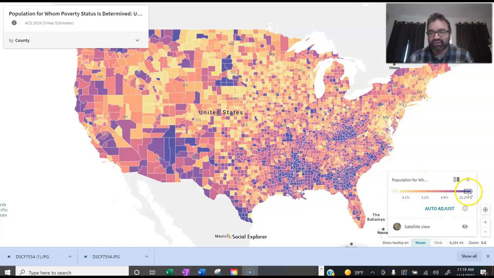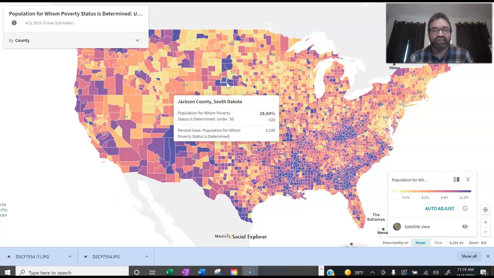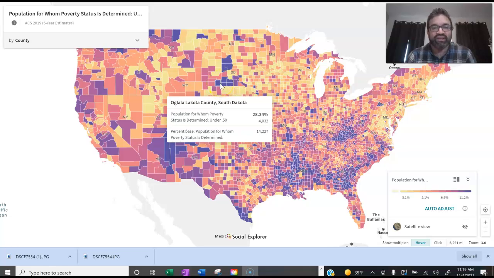And if we look over here, the highest poverty rates are greater than 11.22%. And according to this heat map, that is considered extremely high. So anything in purple is considered extreme poverty. And as we see here, Oglala Lakota County, South Dakota, the poverty rate is 28.34%. And of course, this is based on 14,227 individuals.